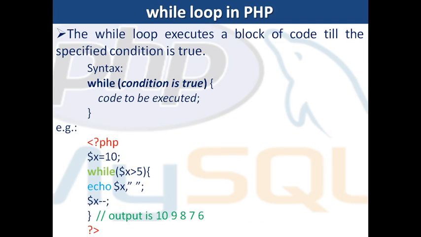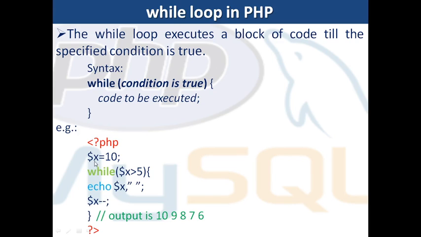While loop in PHP. The while loop executes a block of code till the specified condition is true. Syntax: while condition is checked, then the code to be executed. So till the condition is true, this code will continue to be executed. Here is an example.